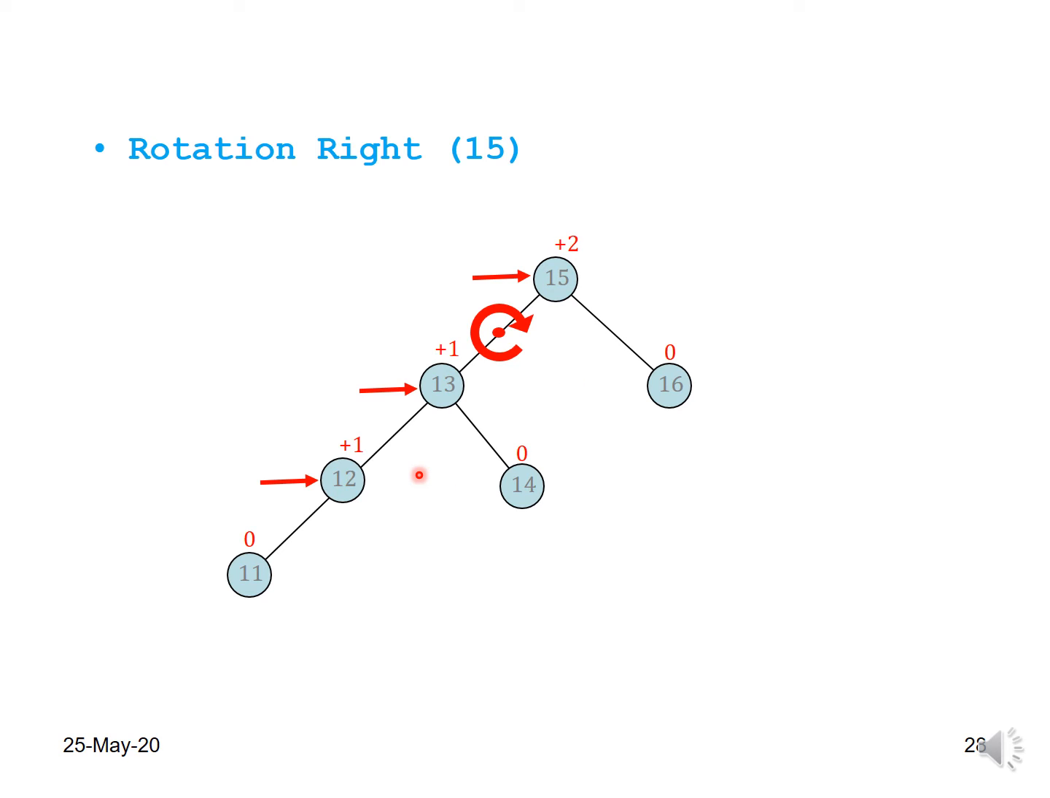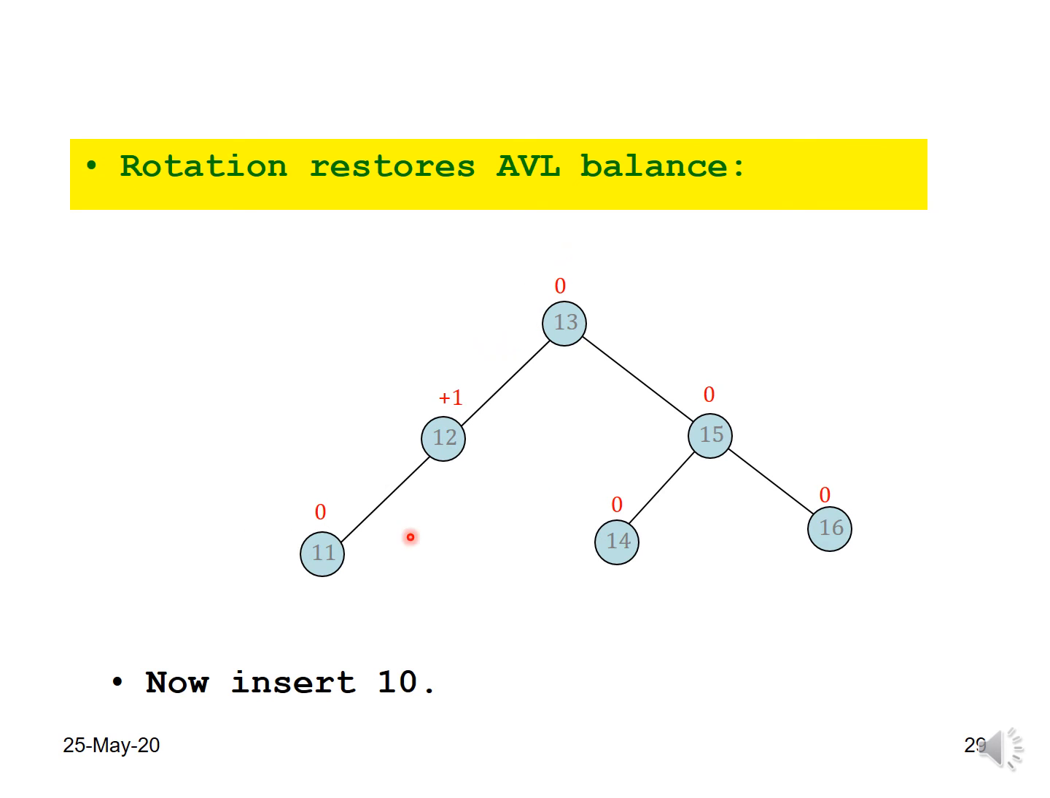The other way of managing the balance is, because we are focusing on these three nodes, 12, 13 and 15, we will try to find out the mid of these three. The mid of these three is 13, that's why it will be at the top. So this 15, 14 and 16 will come on the right, and this will be in the middle at the top, and this 12 and 11 on the left hand side. Now we can see this restores the AVL balance property.